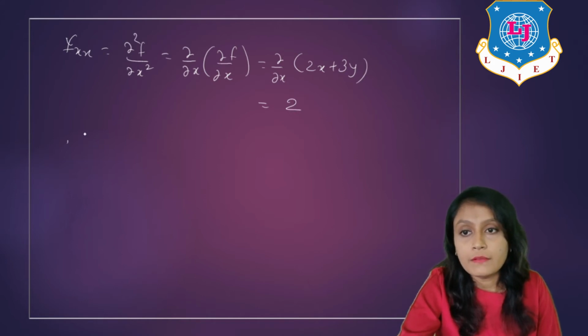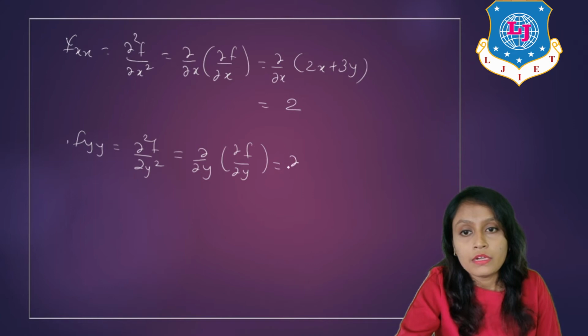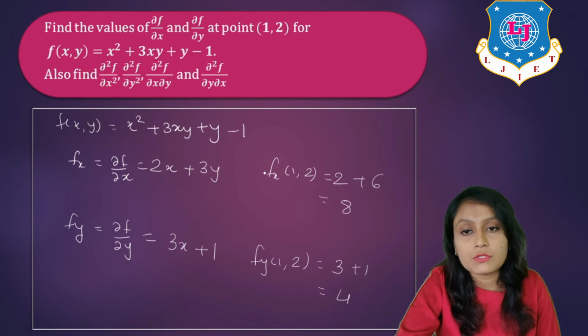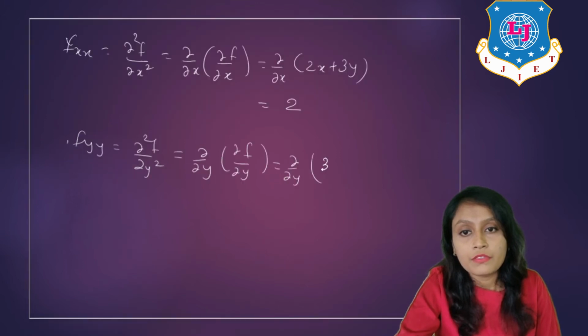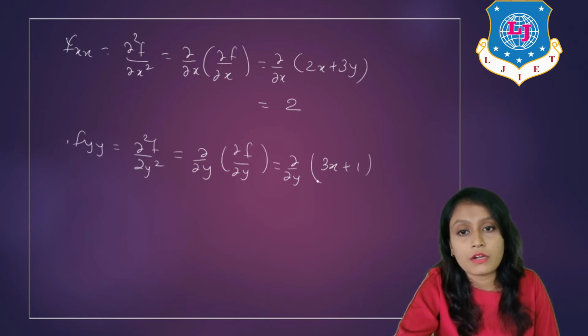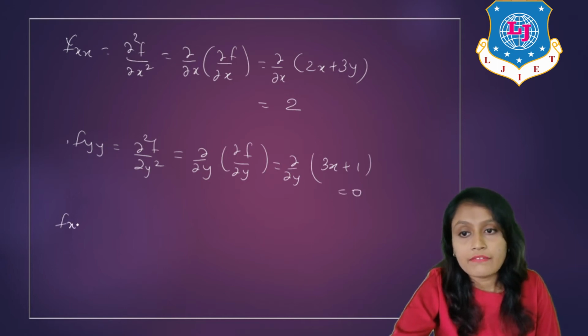Next we have to find f_yy. This is equal to ∂²f/∂y², so ∂/∂y of ∂f/∂y. Now, what is the value of ∂f/∂y? Here it is 3x + 1. So write down 3x + 1. Now here we have to take the derivative with respect to y, keeping x constant. So both the terms are constant, so the answer is 0.